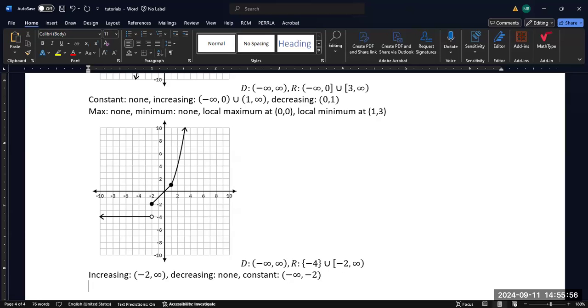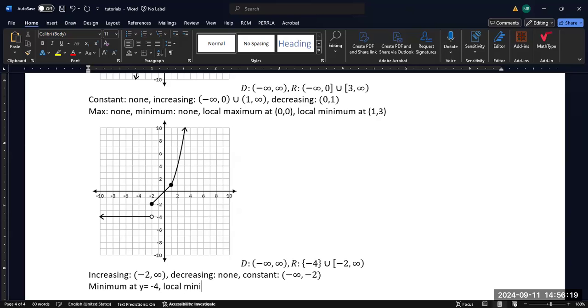There is a minimum at y equals -4. Something to keep in mind here is that this minimum is actually occurring on that entire constant interval. So you can't really write a point. It's not a single value, but that is the minimum value of the function everywhere.